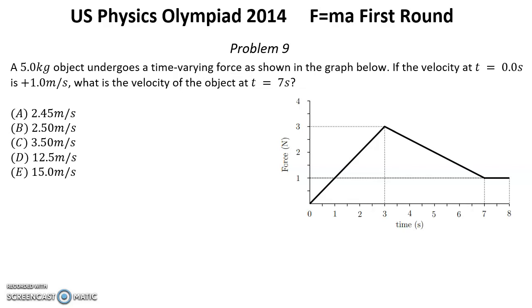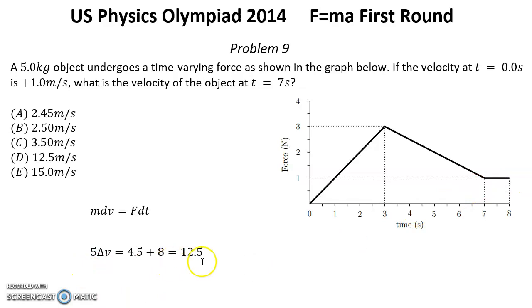Solution. Here, because we have force depending on time, we can use the equation for a change of momentum. It means that m delta v equals F delta t. And to find the total change of momentum, we just need to count the area under this graph.